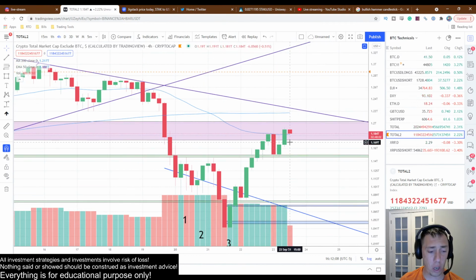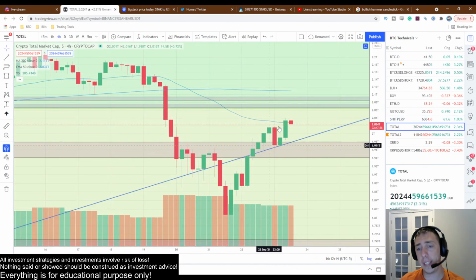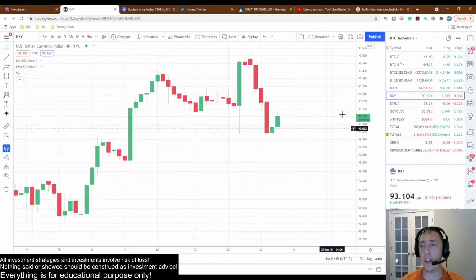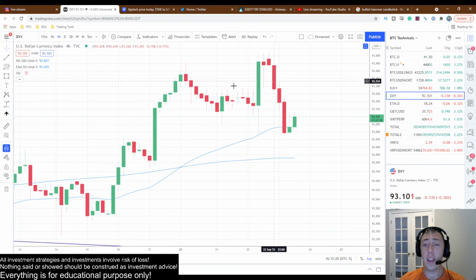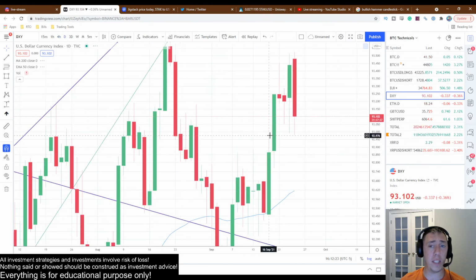So the alts actually are showing weakness compared to Bitcoin because Bitcoin's pairing looks much better than the entire altcoin market. Now, the next thing we're looking at right here is the DXY.